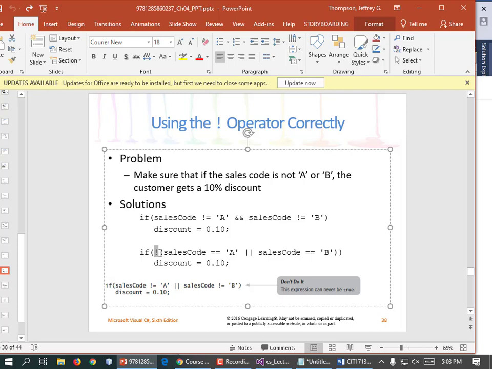I never can remember the name of the mathematical law that is just about to be demonstrated here. But if you want to use the not, if you want to move the not outside of it, then you reverse that from being an and to an or. So if not sales code equals A or sales code equals B, then give the discount of 10. These mean the same thing.